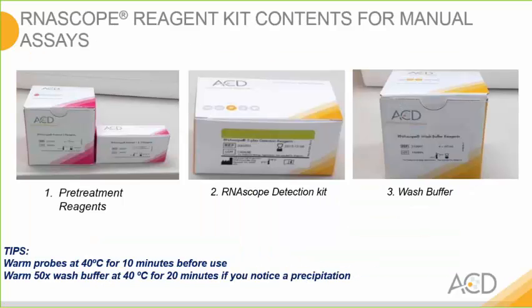And this is how the RNAscope reagent kit component looks like. So it's 3 parts, and you should have the pretreatment reagents, you should have the RNAscope detection kit, and also the wash buffer. So the probes do precipitate during storage at 4 degrees. So be sure to warm the probes at 40 degrees for 10 minutes before use. Our probes are actually very stable at room temperature. Also, if you notice any precipitation in the wash buffer, take it out and warm the 50x wash buffer at 40 degrees for 20 minutes before you make up your 1x solution.